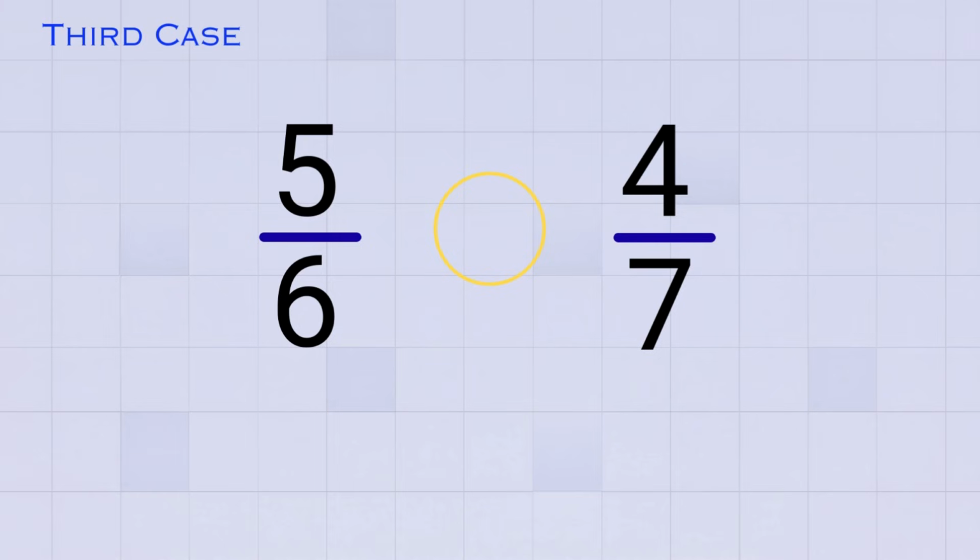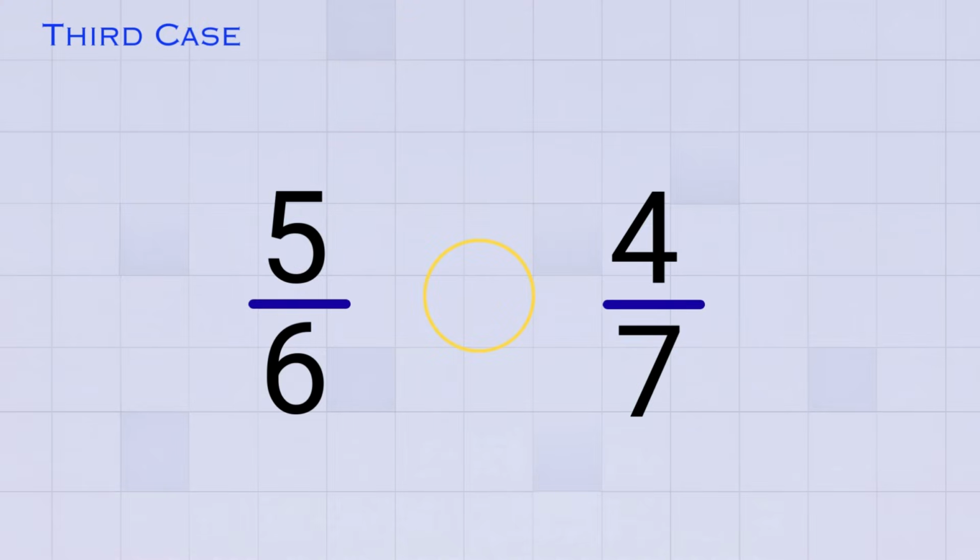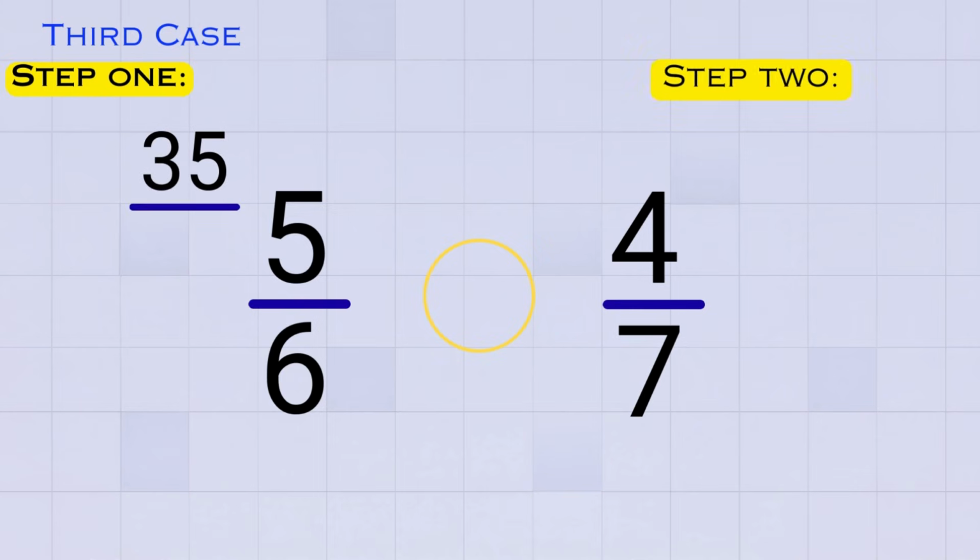Third case. When both the numerator and the denominator are different, like in this example, we use the Crisscross guide to help us compare easily. Here is how it works. Step 1. Multiply 5 by 7, which equals 35 on this side. Step 2. Multiply 4 by 6, which equals 24 on the other side.